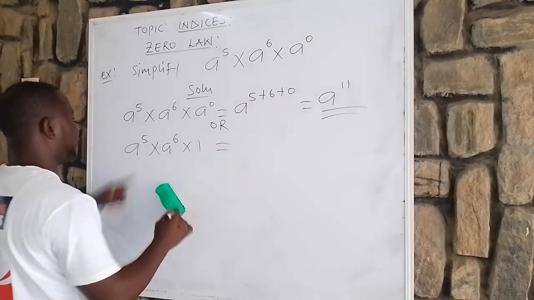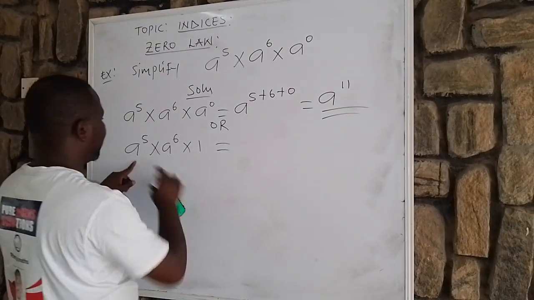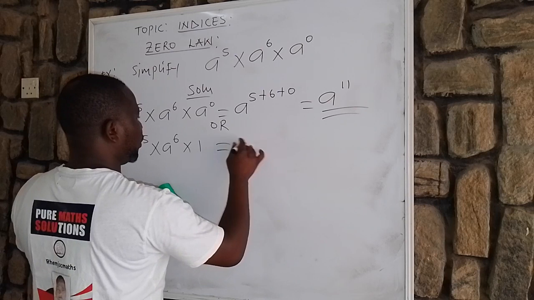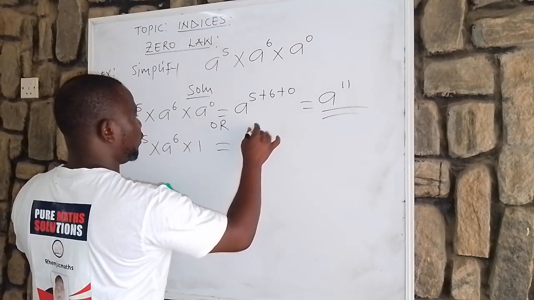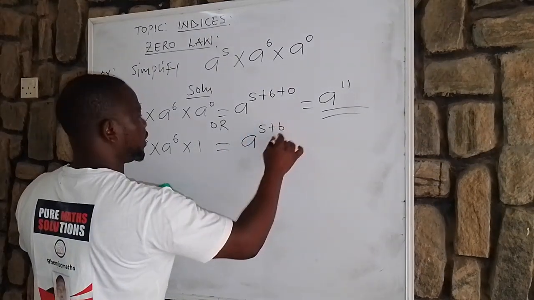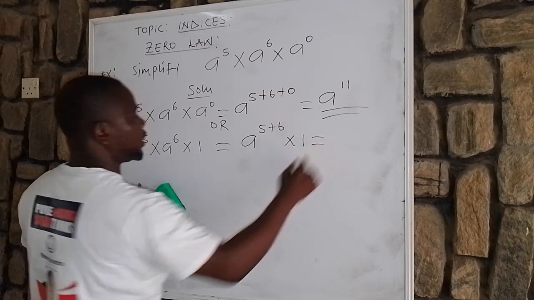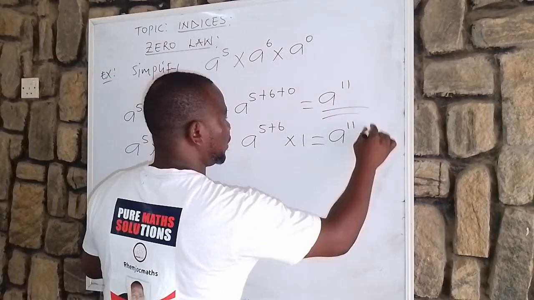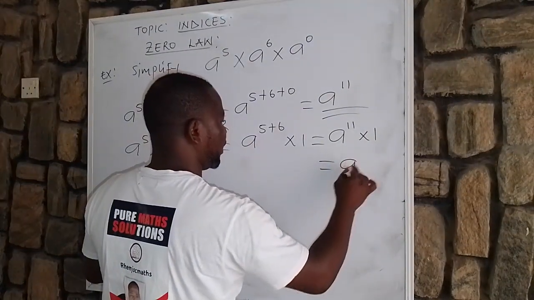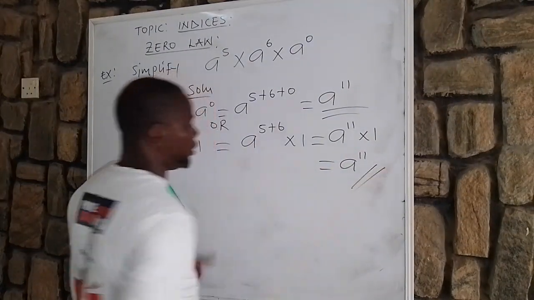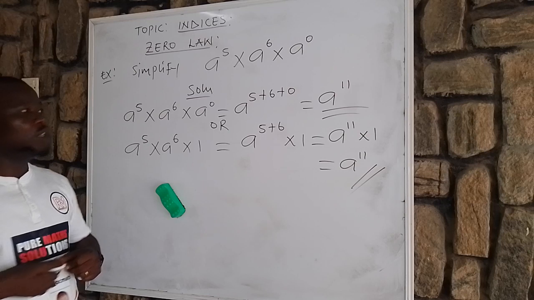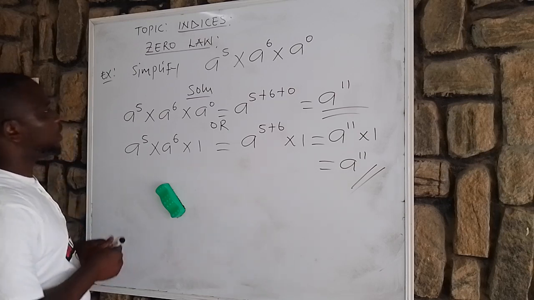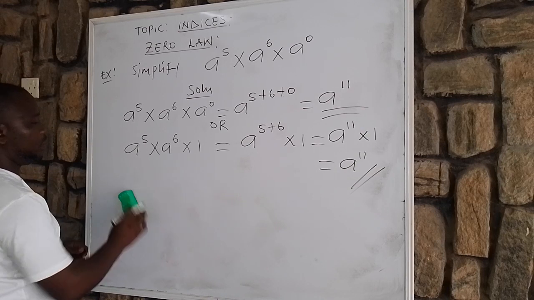Then we now apply power law here. The bases are the same, so we pick one of the bases, a raised to the powers of 5 plus 6, times 1. So this is the same thing as a raised to the powers of 11 times 1, which is the same thing as a raised to the powers of 11. True or false? So this is how you are going to make use of zero law.